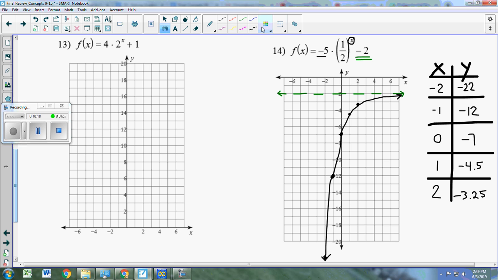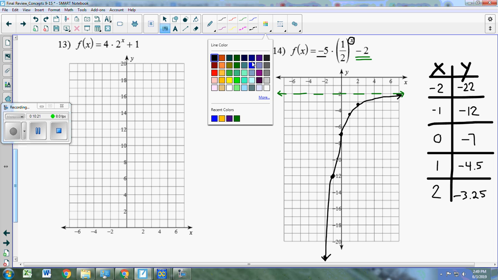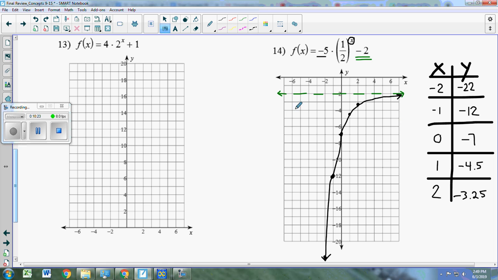All right, something that it does not ask you to do, which would be good practice, is identify the different things. So first off, the asymptote is this line. So I'll write all the information over here. So the asymptote, kind of a funny word. That is y equals -2. Okay, the y-intercept is where it crosses the y-axis, and that is -7. Specifically, as a point, it's 0, -7.